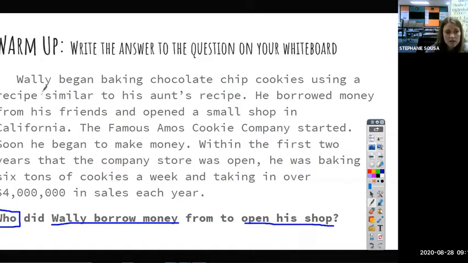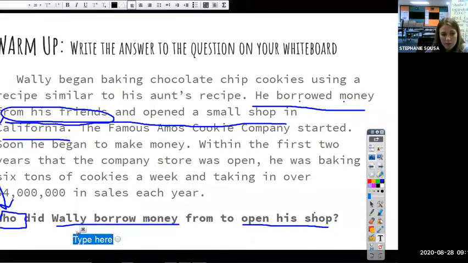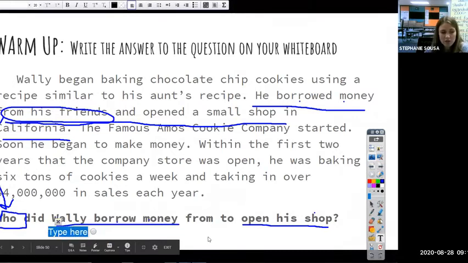Okay, let's take a look in the text. Wally began baking chocolate chip cookies using a recipe similar to his aunt's recipe. He borrowed money. Ooh, that's a clue. Look, borrow money. Let's see. He borrowed money from his friends and opened a small shop. Ooh, look at that. Shop. And opened a small shop in California. There we go. He borrowed money from his friends and opened a small shop in California. So who did Wally borrow money from? We have the answer.